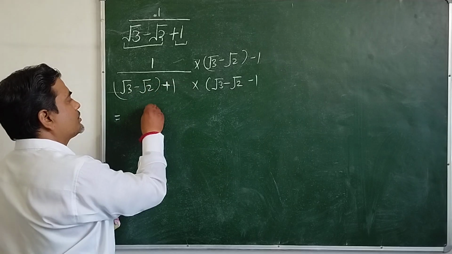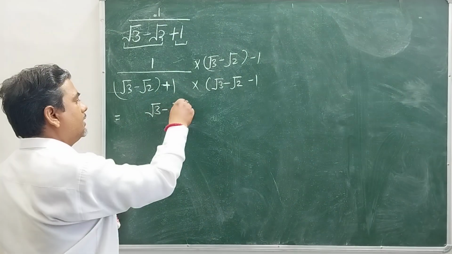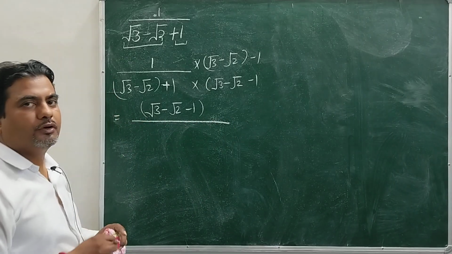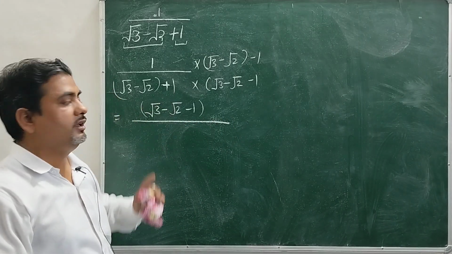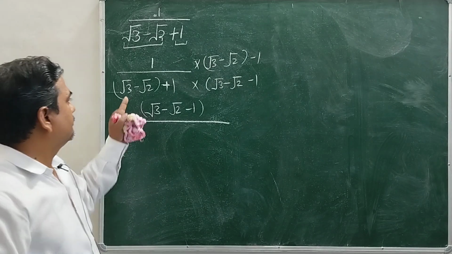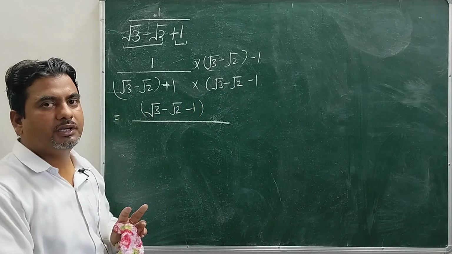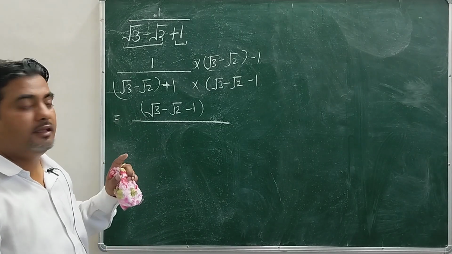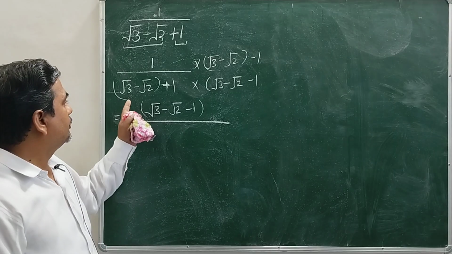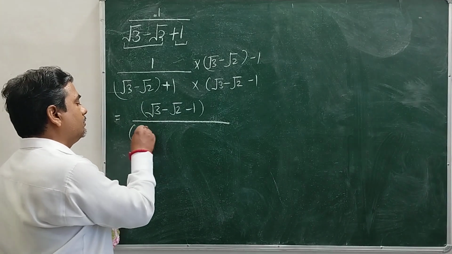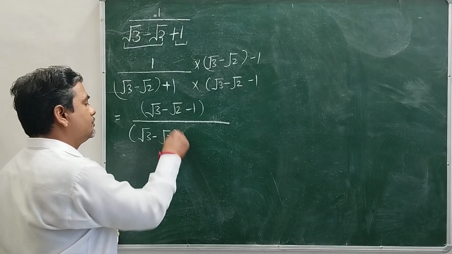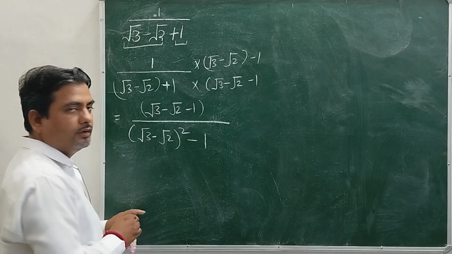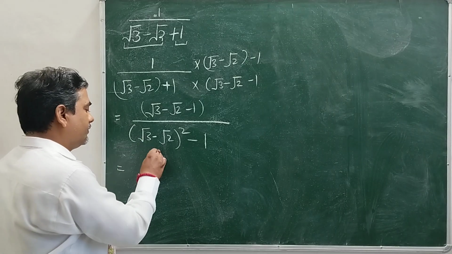Now just go for simplification. Root 3 minus root 2 minus 1 in the numerator. Now in the denominator, same process. Already I have told that there will always be a plus b into a minus b. This is a plus b, a minus b. We apply the identity a square minus b square. In place of that a, there we have a group of a, okay, root 3 minus root 2. So a square means root 3 minus root 2 whole square, that is a square, minus b square means 1 square, that is 1. Go for simplification again.